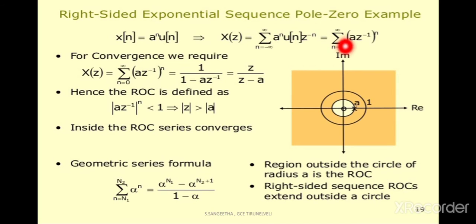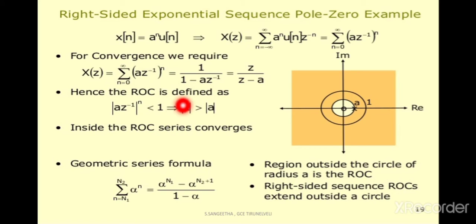So in its place you have to write the summation of n equals 0 to infinity of (a z to the power minus 1) the whole power n. For convergence we require |a z^-1| less than 1. As we solved in the previous problem, the answer will be z by z minus a. So here the region of convergence is defined as (a z^-1) the whole power n less than 1, that is, the magnitude of z will be greater than a.